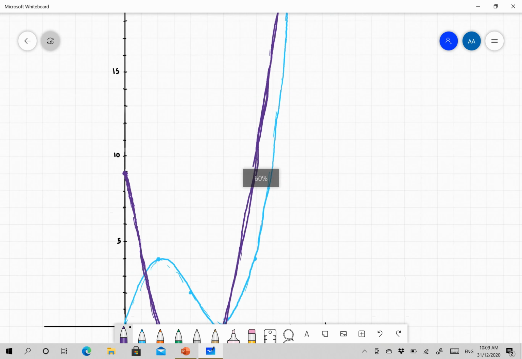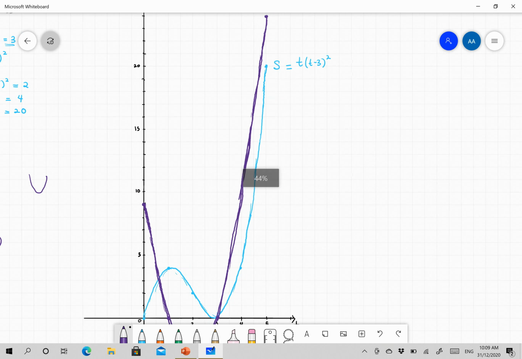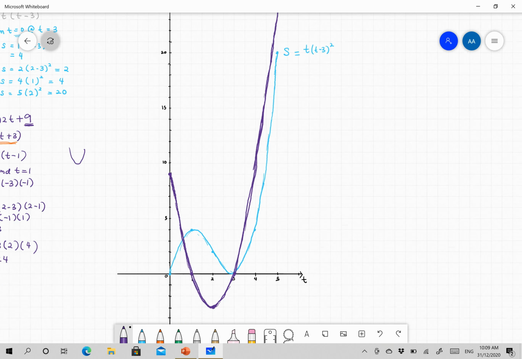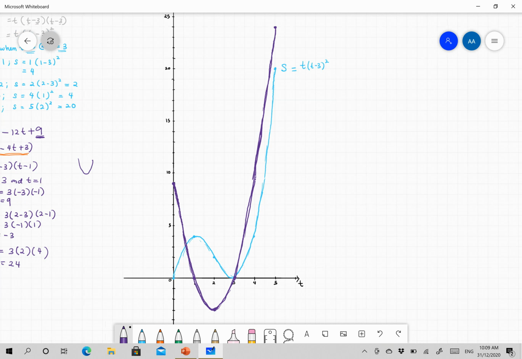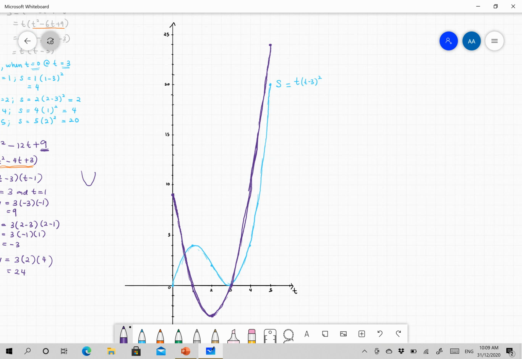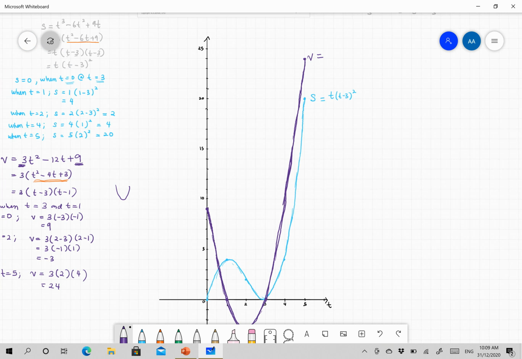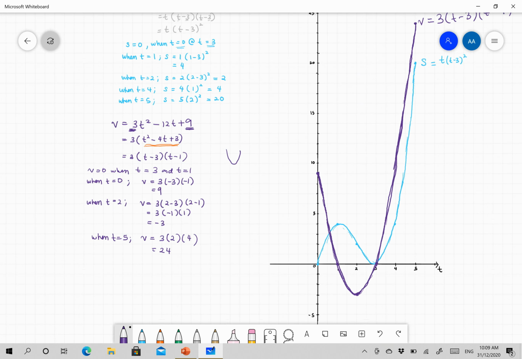Well, let's assume it looks okay. Let's just pretend it looks okay, right? Okay, so that's how the quadratic function looks like. So I'm just going to label this as v is equal to 3t minus 3 and t minus 1. Okay, so that's the velocity function. Now let's move on to acceleration.